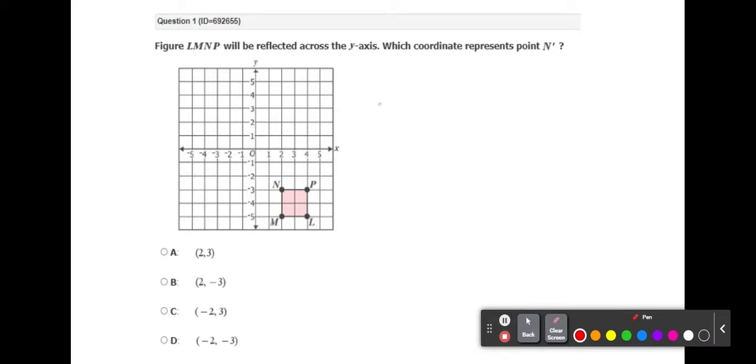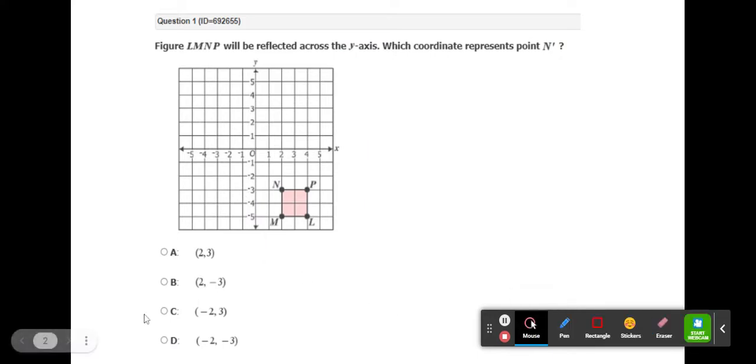Question one looked like this. Figure LMNP will be reflected across the y-axis. Which coordinate represents the new n? Remember that little prime symbol is the new n. If you highlight the axis that you have to flip over, it's a lot easier to focus on that line. And then you're going to count. I only need to do the n, so I'm going to count 2 spaces to my line of reflection and 2 spaces on the other side. That will be the new location of my new n. So that is located at -2, -3.